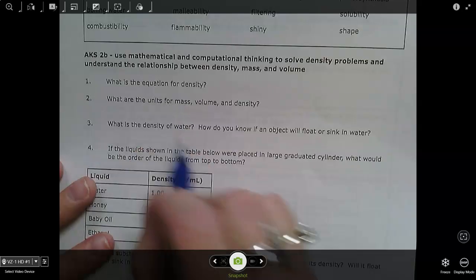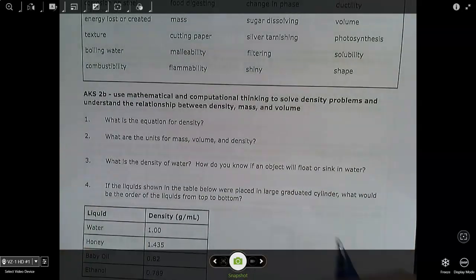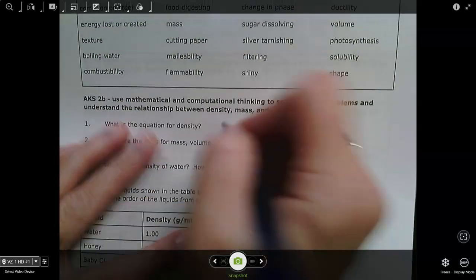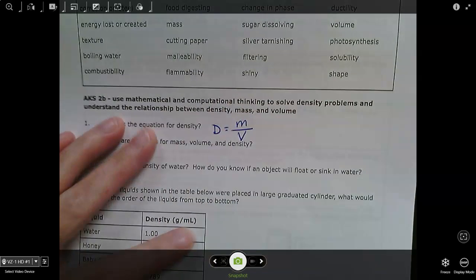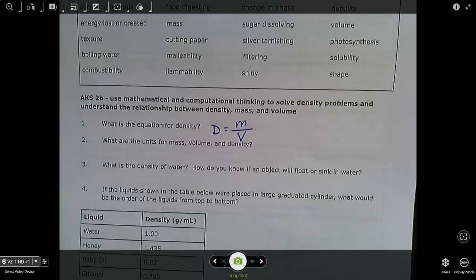So question 1 asks us, what's the equation for density? Density is mass divided by volume. So there's my equation. Now, often we're asked to find something other than density. Maybe they gave us density and volume and we want to find the mass, or we know the mass and the density and we want the volume.